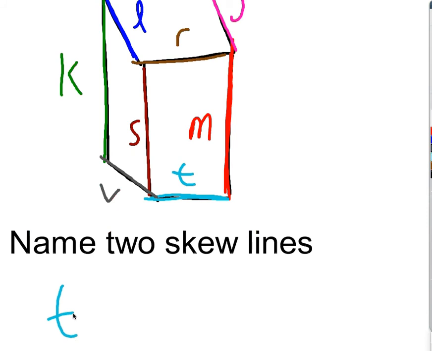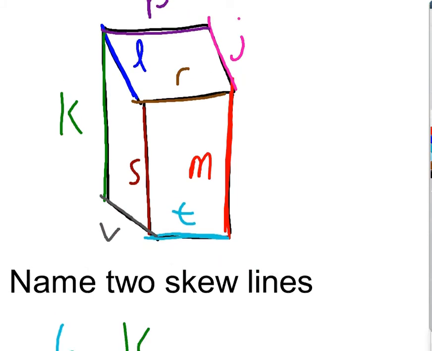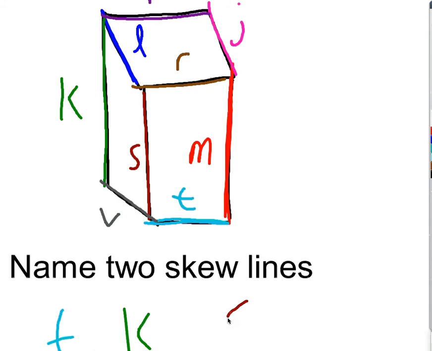Now T and K are skew because they aren't parallel, right? And they don't cross. Any other pairs? How about S and J? So if you look at S and J on the diagram, they don't cross and they're not parallel. And there's probably more answers, but we'll just do those two, okay? Everybody clear about skew lines?